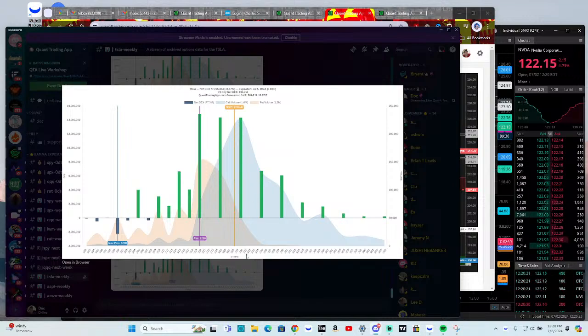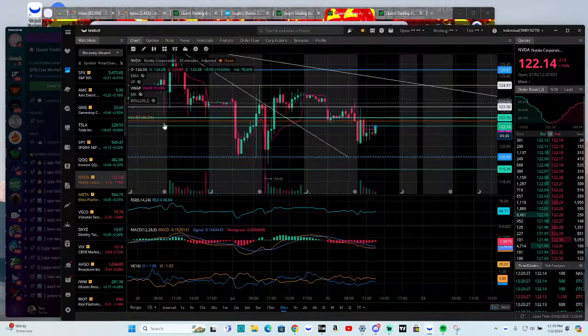So right now, we're looking at 230. The price action is right below it, I think at 228 right now. This is NVIDIA. Let's get to Tesla.